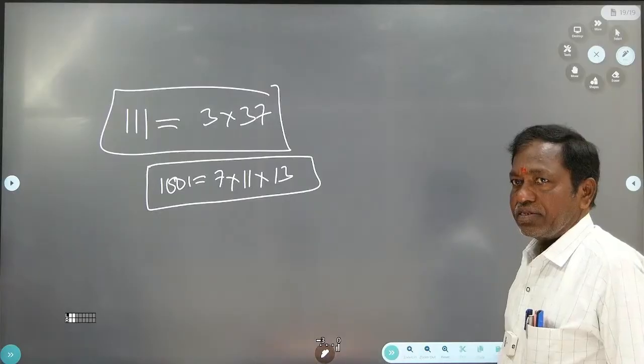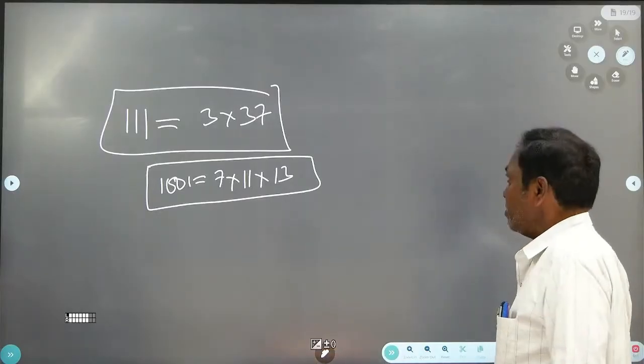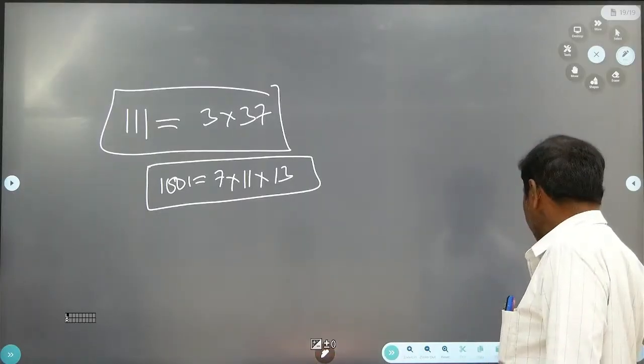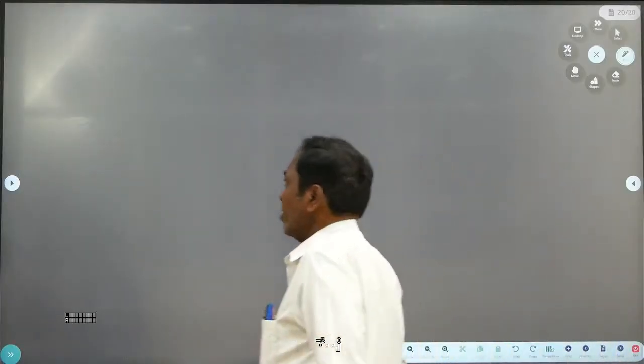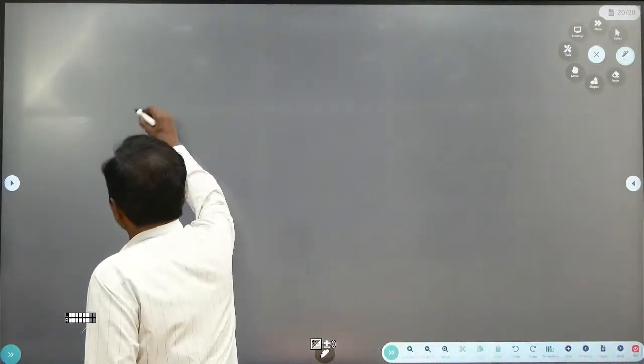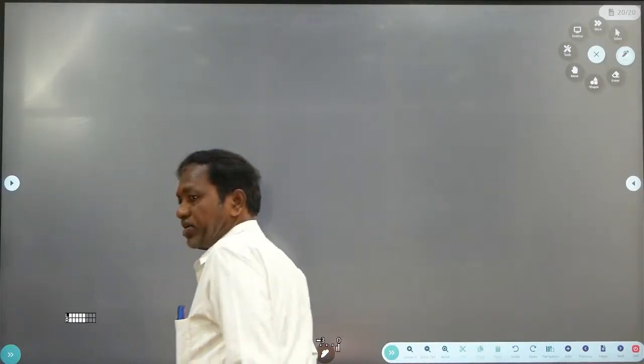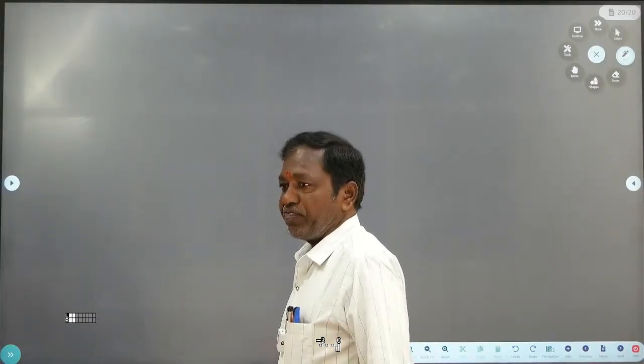Okay, that is a thing. Those are the factors. How to find the factors now? Now we can see the number of factors and the sum of factors.